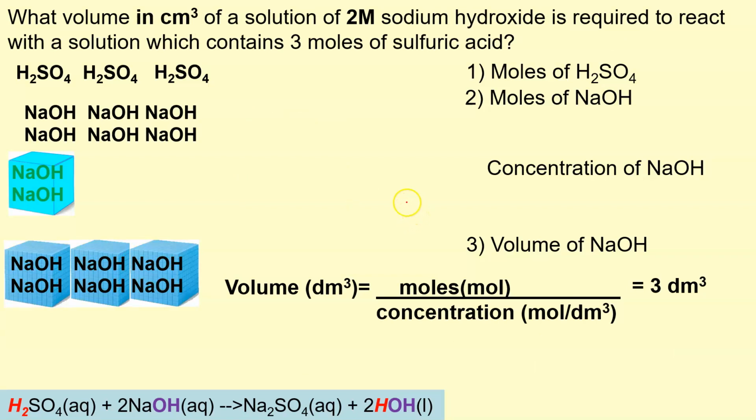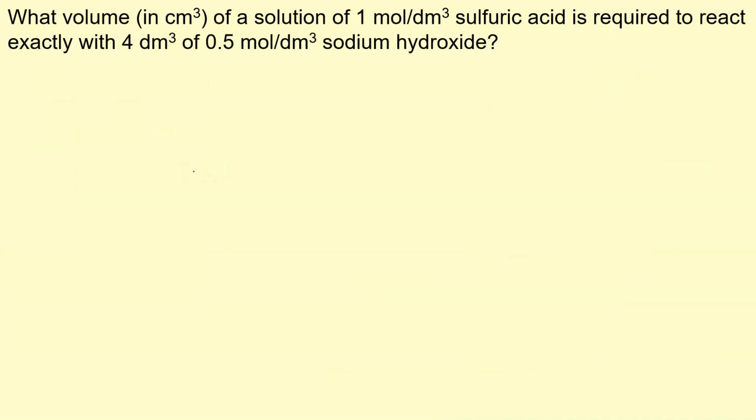If we have a slightly modified version of the question, and it says what volume in centimeters cubed is required of the same thing, we just merely need to times it by 1,000 to convert decimeters cubed to centimeters cubed. We're getting a bit close to the actual sort of questions. What volume in centimeters cubed of a solution with 1 mole per decimeter cubed of sulfuric acid is required to react with 4 decimeters cubed of 0.5 moles per decimeter cubed sodium hydroxide?